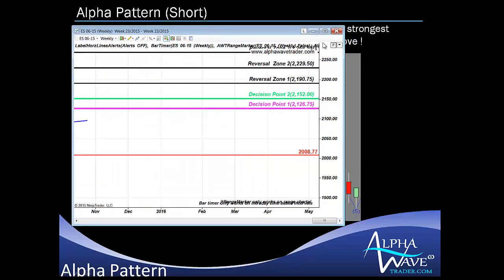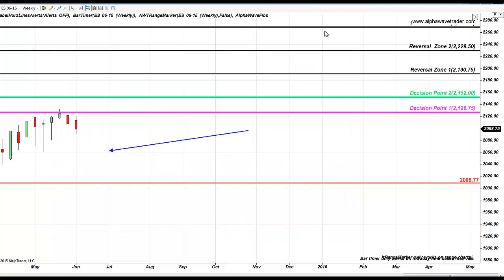Here's an example, S&P weekly. Not a good place to enter into. If you're entering at the end of wave 3, this is what you get.